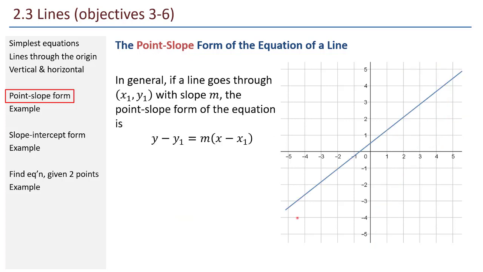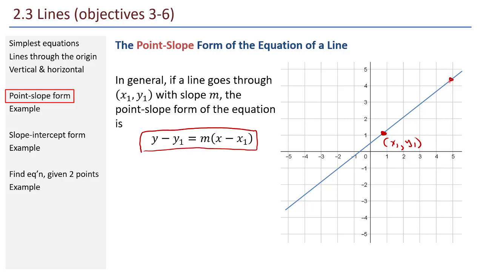In general, if a line goes through some point x1, y1, okay, I'll just draw this, x1, y1, with slope m, the point-slope form of the equation is y minus y1 equals m times x minus x1. This is worth memorizing. It will come up again and again. So y minus y1 equals m times the quantity x minus x1.